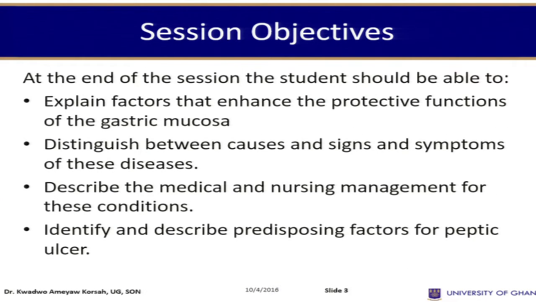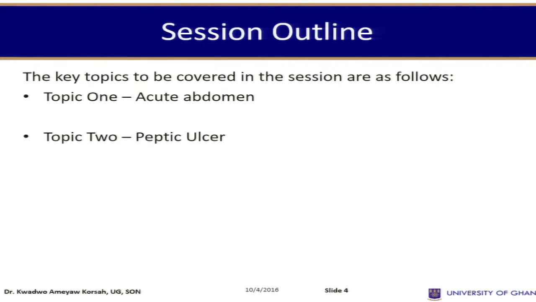So at the end of the session, the student should be able to explain factors that enhance the protective functions of the gastric mucosa, distinguish between causes and signs and symptoms of these diseases, describe the medical and nursing management for these conditions, and then identify and describe predisposing factors for peptic ulcer. So the topics going to be discussed include acute abdomen and then peptic ulcer.